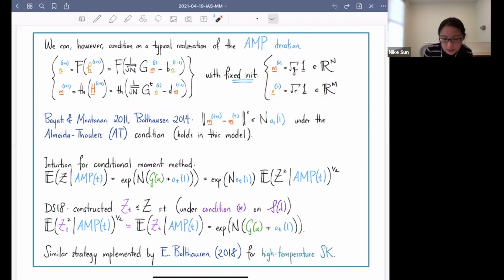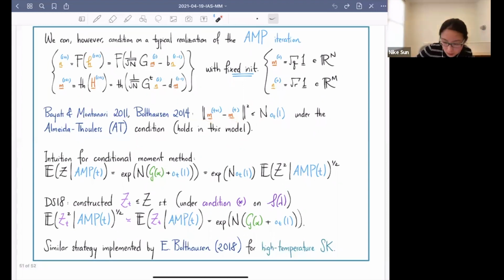This system has been analyzed in great detail, and also in greater generality than this version that I wrote down here. But it's known in particular that it converges in a weak sense: if you let t go for a long time and you look at m_t and n_{t+1}, they will be close in Euclidean norm. This is under some condition, but that condition does hold in this model.